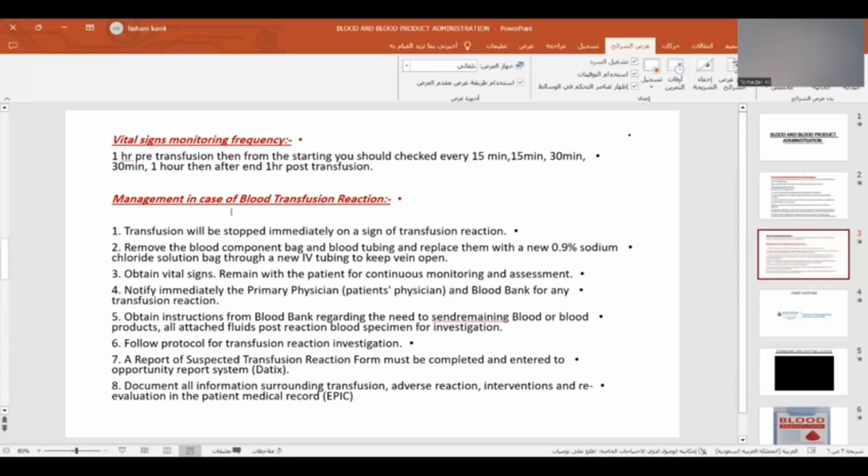Okay, then the management in the case of a blood transfusion reaction. If there is any transfusion reaction for the patient, first we will stop the transfusion immediately, remove the blood component from the tubing and replace it with normal saline in new tubing. Obtain the vital signs, inform the doctor, inform the blood bank of the reaction, and there is one form we will fill. There is also some investigation; we will follow the protocol of the transfusion investigation. Report the reaction form completely and enter it into the system. Document all the information surrounding the transfusion reaction.